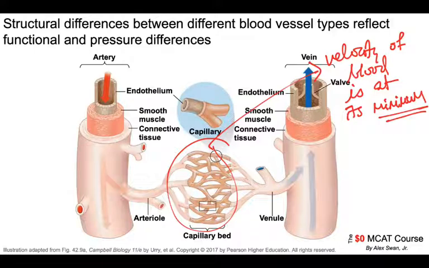So not only is the low velocity of the blood going to promote substance and solute exchange in the capillaries, but the thin walls of these capillaries is also going to promote that. So again, we're getting back to structural differences being related to functional differences.